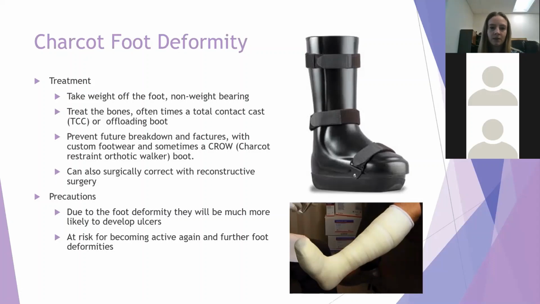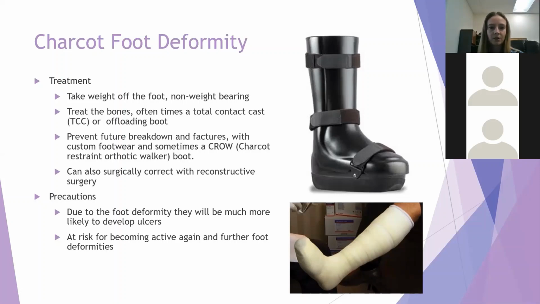But that's typically about 6 weeks of offloading and casting for them. And to prevent future breakdown and fractures, they're going to need some custom footwear, and depending on how severe it was, sometimes for a short time, a Charcot walker, which is the big black one there, or at least for a few months to help it stabilize. And there are surgical reconstructive surgeries as well too that can be done, but are pretty intensive ones that require significant aftercare.